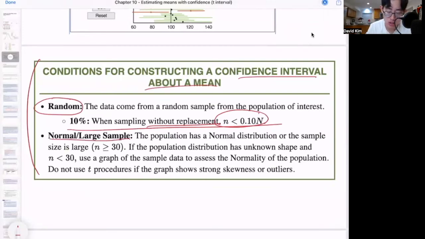Normal/large sample here, we're not going to be able to use n times p or any of that sort, because you're not going to be given any proportions or probabilities. Rather, you're going to be using the central limit theorem, which states that as long as I have a large enough sample, greater than or equal to 30, we can pretty much assume this will be a normal distribution.